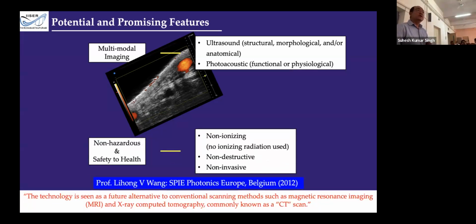So Lihong Wang, in one of his pieces, I recall it is from long back, 10 years back, says that photoacoustic imaging is seen as a future alternative to X-ray, CT, and MRI. From my side, I would like to say at least a combination of photoacoustic imaging and these modalities.